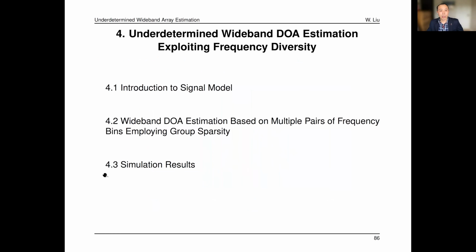Now we move to section 4, underdetermined wideband DOA estimation exploiting frequency diversity. First is the introduction to the signal model, and then we talk about wideband DOA estimation based on multiple pairs of frequency bands employing group sparsity, and then we have simulation results.